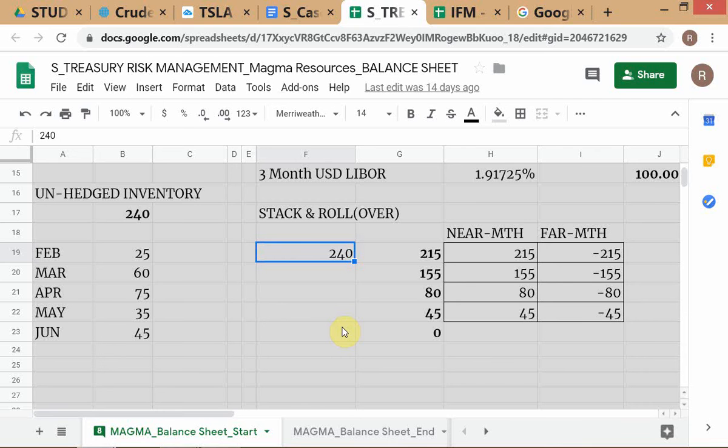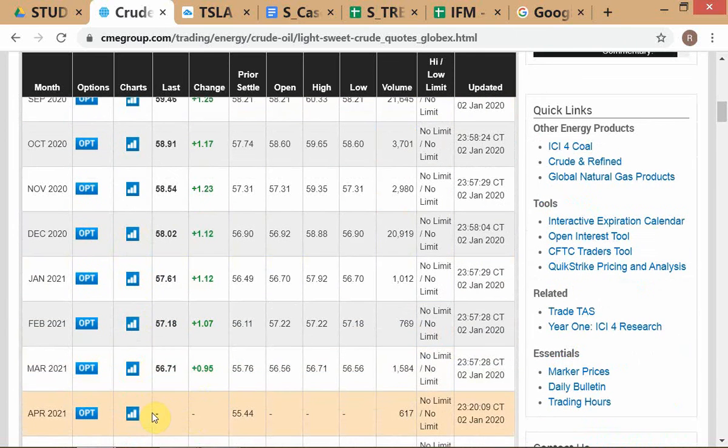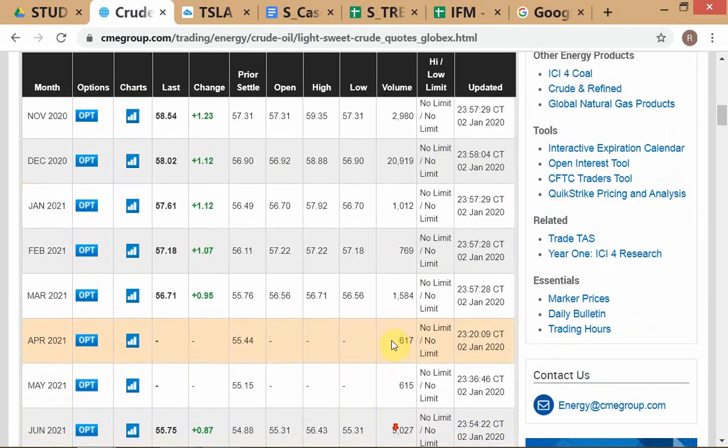So stack and roll is used when you have a whole bunch of exposures running right down the future strip. You've got a whole bunch of exposures running several months out, and we discussed the case of Ryanair hedging jet fuel for 5 years. So you may not have adequate liquidity. As you can see here, the first 2 months are much more liquid. These are the volume numbers. The first 2 months are much more liquid than 4 months, but sometimes you'll get liquidity here as well.